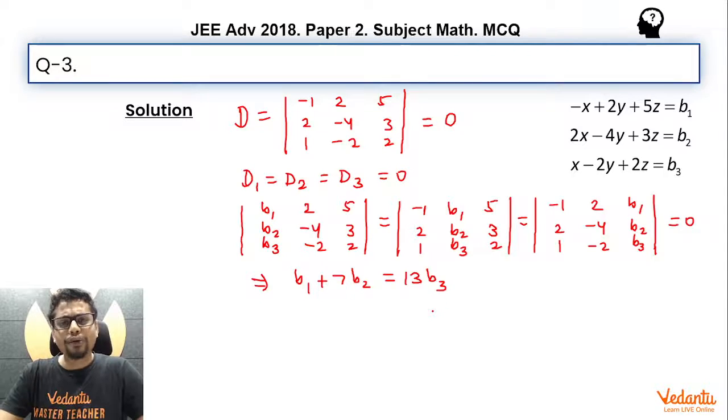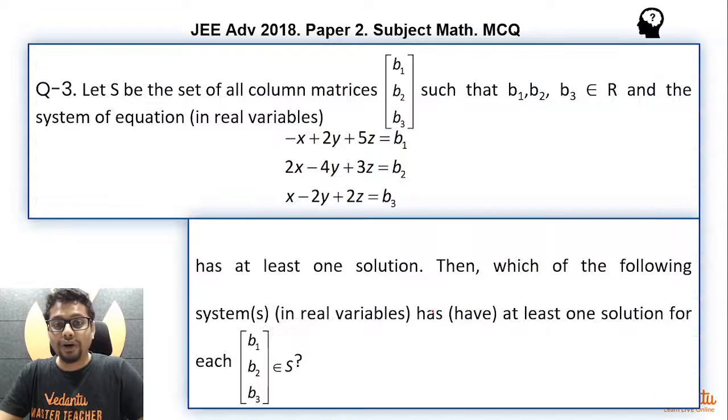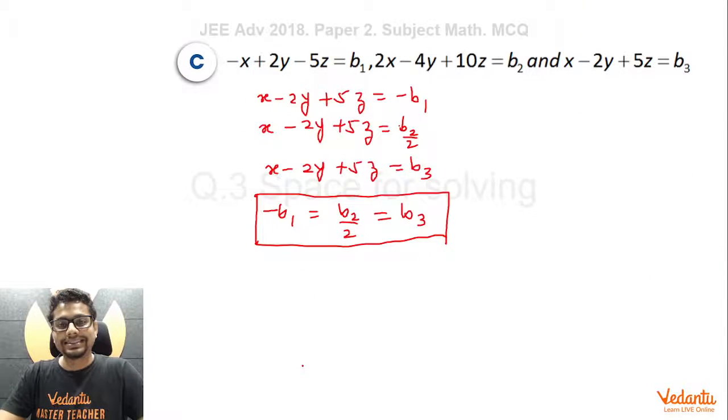Now it may hold true for some column vectors or column matrices b1, b2, b3 belonging to set S, but not all. And what we want is those systems of linear equations among the options which have at least one solution for each b1, b2, b3 column matrix belonging to set S. But that's not the case in option C. So that means this is not my answer.